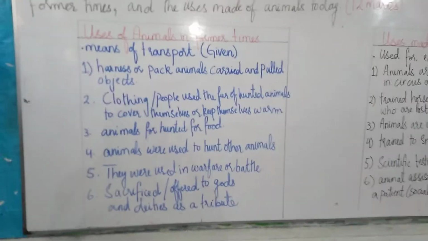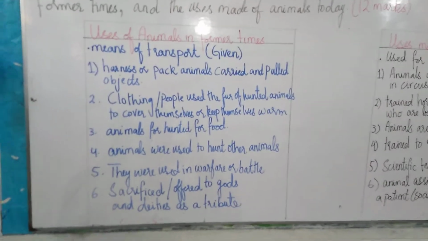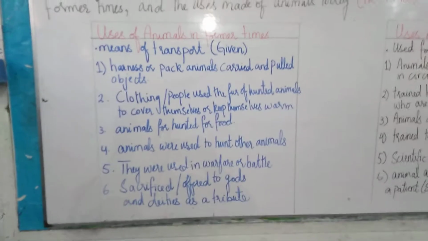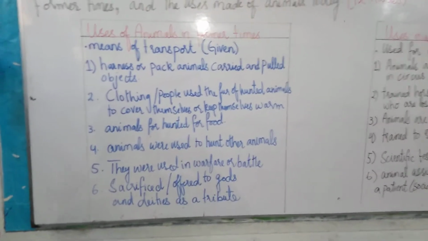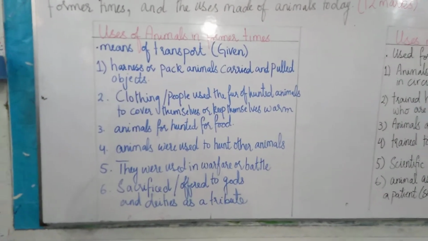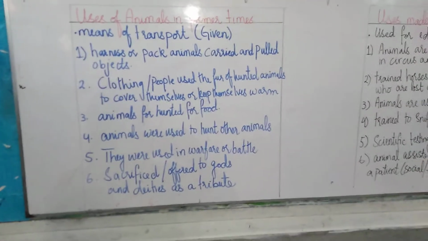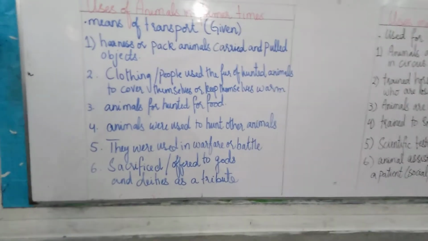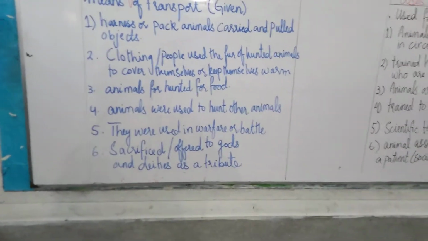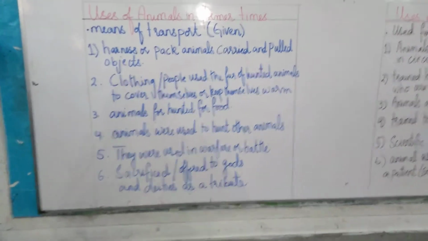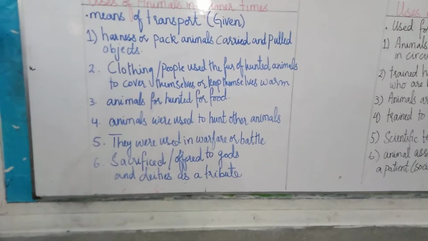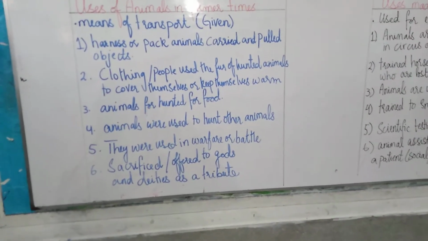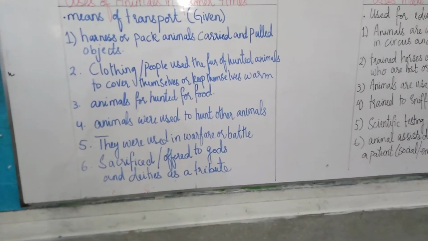Now the fifth point is they were used in warfare or battle. Clear? So we read in the passage how animals were used during the time of war or battle. First of all, the horses were used to take armed soldiers to the battlefield, and they were also used to take the wagons from one place to another. Wagons may have carried the commodities that were used during the war. Clear?